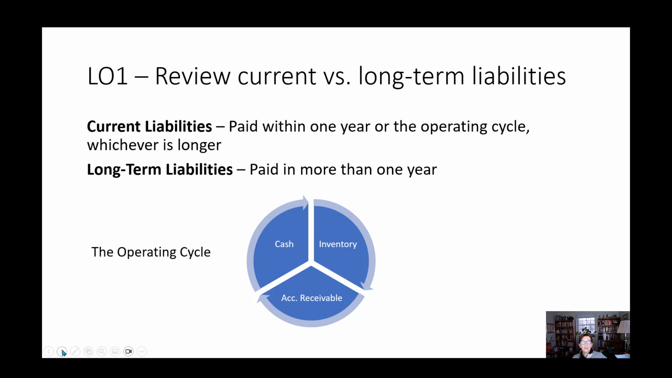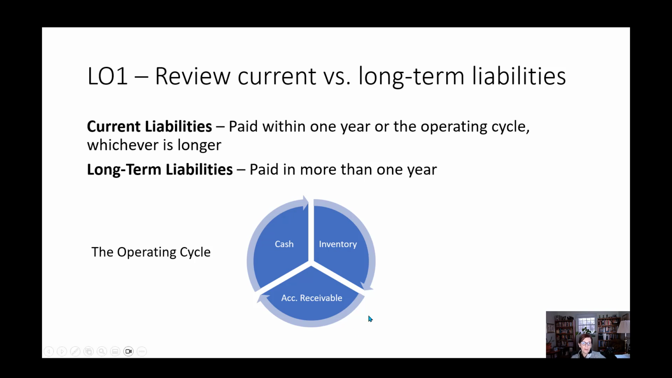So by way of review, let's talk about current versus long-term liabilities. Remember that a current liability is a liability that has to be paid within 1 year or the operating cycle, whichever is longer. Most often it's 1 year. And long-term liabilities are due in over a year.